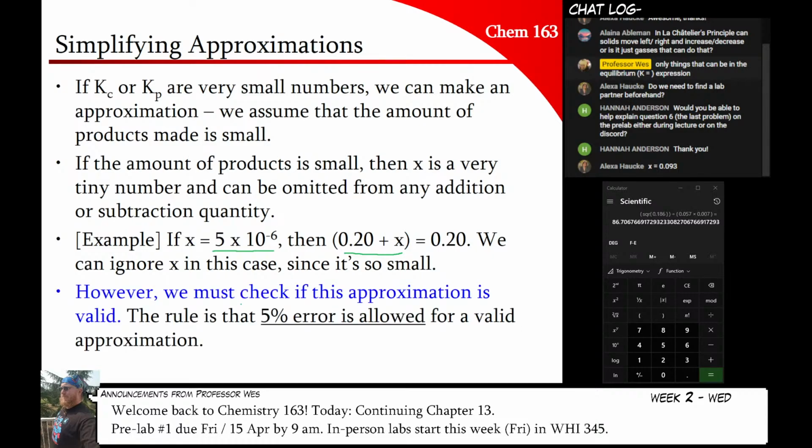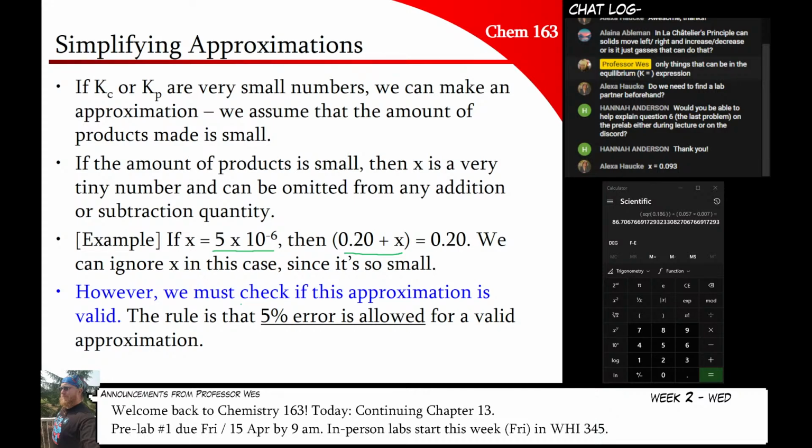Now, what you have to do after you do this is check to see that this is valid. Because if it's invalid, the concentrations or pressures you get at the end of your calculation will have error in them. They're always going to have error because we're doing an approximation. We're not using Wolfram Alpha to solve it for us. The rule is 5% error is allowed, and I'll show you what that means when we do a problem.